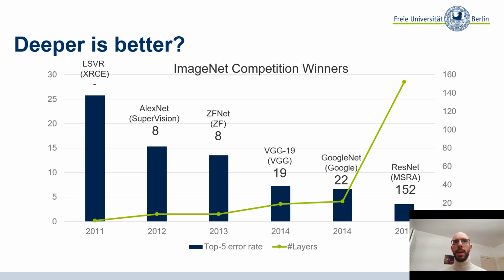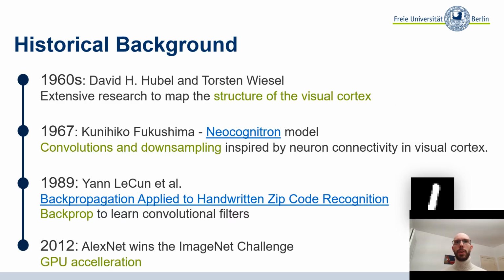Well, there's a couple of key developments from my point of view that have helped usher in this explosion of layer depth in neural network architectures. So let me give you a quick overview of the history leading up to this development. In the 1960s, David Hubel and Thorsten Wiesel, both Nobel laureates, by the way, did extensive research to map the structure of the visual cortex.